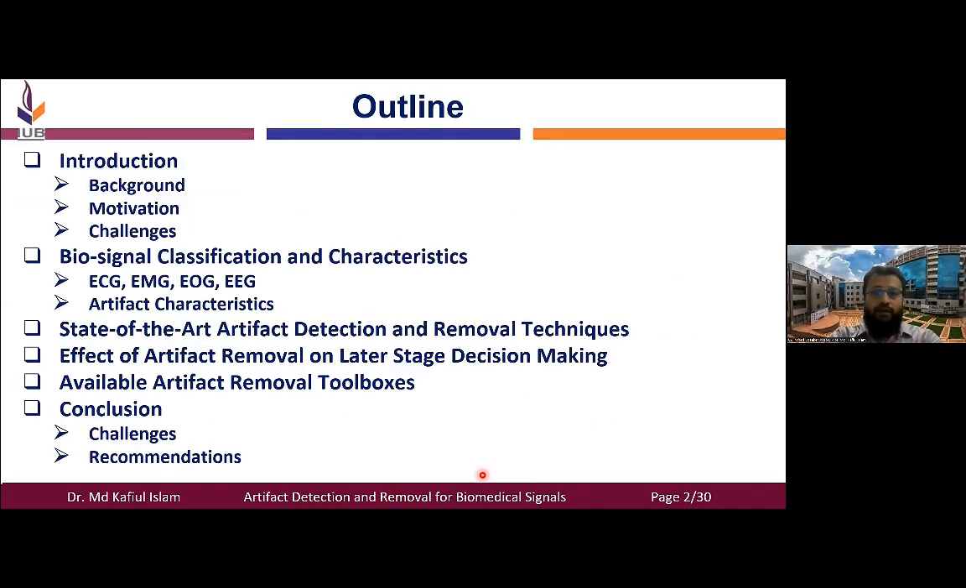So moving on, the outline of my presentation. So I will briefly talk about the background, motivation, and challenges of biomedical signal processing. And then we'll talk about the classification of different types of biosignals. Then we'll talk about different existing state-of-the-art methods for the removal of artifacts from biomedical signals and the impact of artifact removal on the decision-making part, and what are the available artifact removal toolboxes available online. Then I will conclude with the challenges and the recommendation.